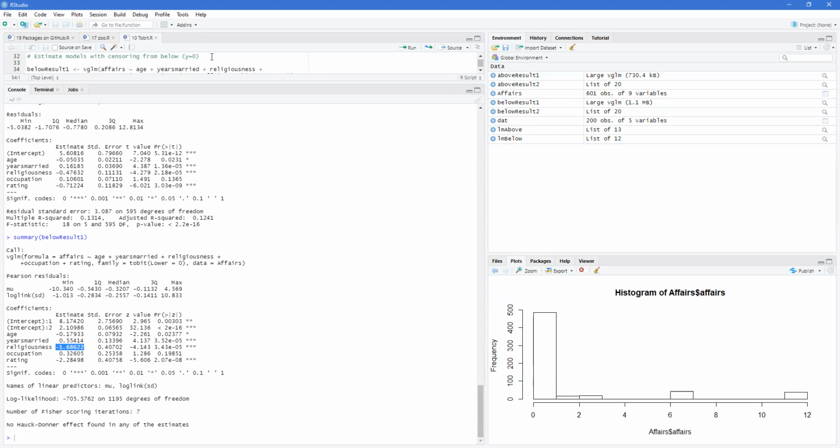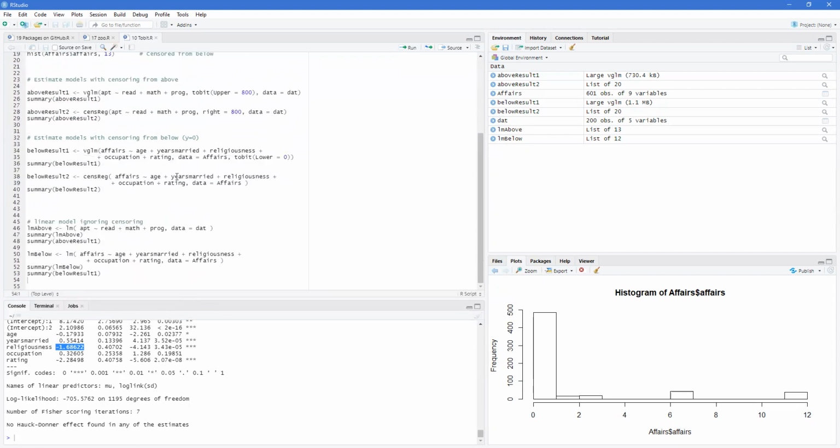So that's the Tobit model, and how to estimate it and how to compare it to maybe a linear model or even other types of models.